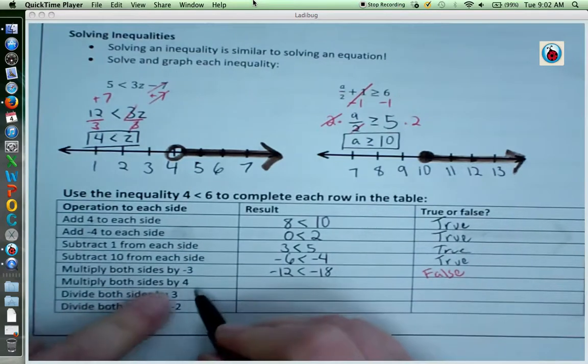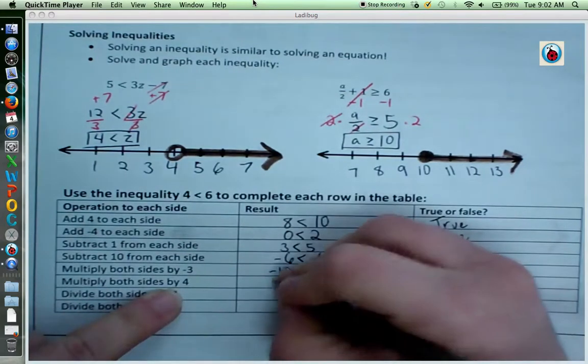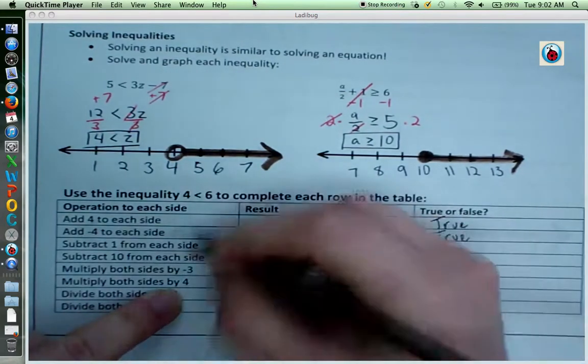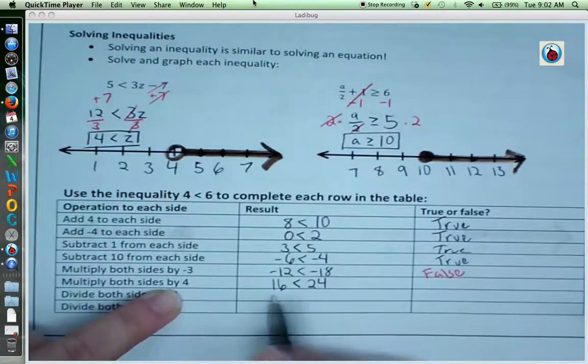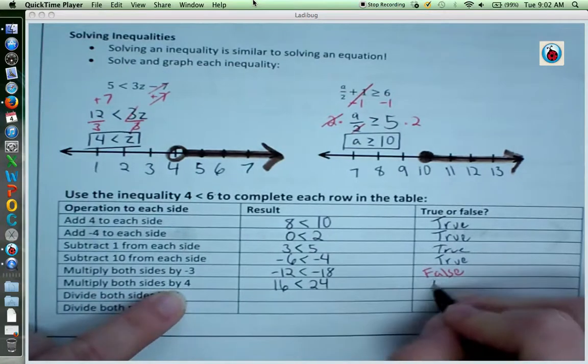Multiply both sides by 4. 4 times 4 is 16. 6 times 4 is 24. Is 16 less than 24? Yes, it is. That is true.